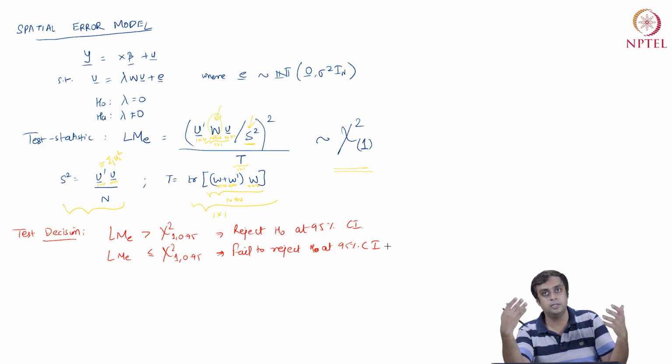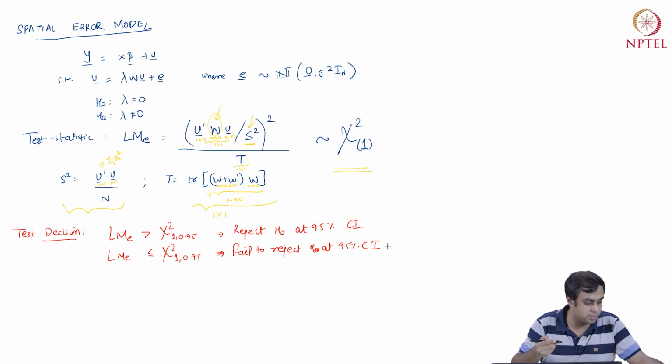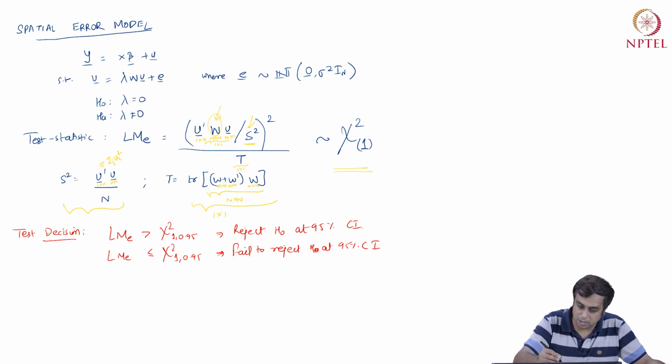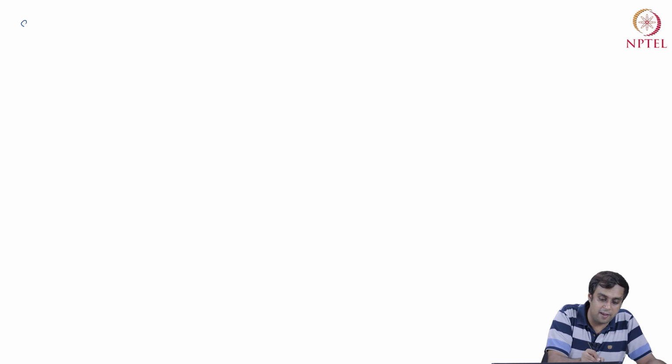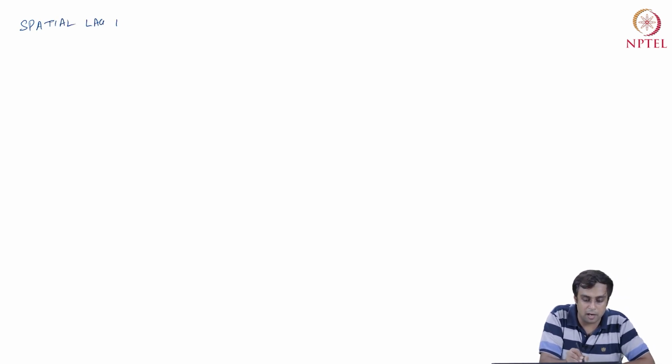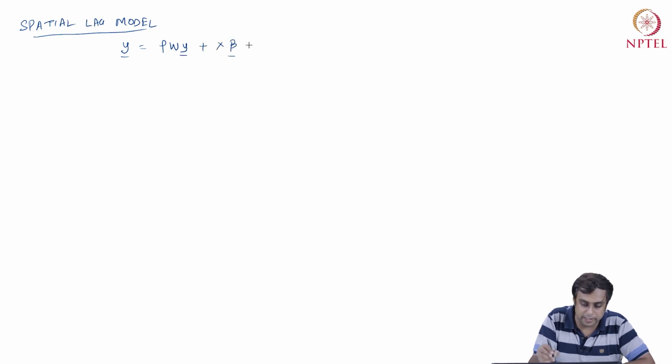So that's what this null test hypothesis testing exercise is telling me. Okay, so I'm going to do a similar thing for spatial lag models. Let me do that for the spatial lag model. We'll quickly write it down: Y equals rho WY plus X beta plus U, and now my null hypothesis is either rho is equal to 0 or rho is not equal to 0, much more natural.